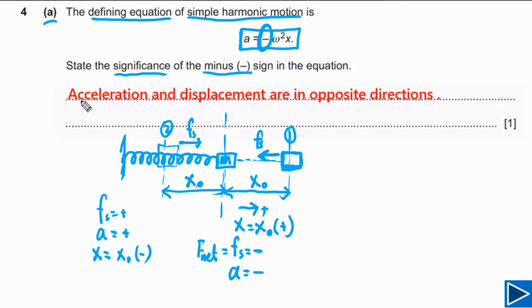Simply you have to say that acceleration and displacement are in opposite directions. It simply means when x is positive, a is negative. When x is negative, a is positive. And this question has only one mark, and this is a B mark, meaning it has to be in your answer. If you write down this one, you will get this mark.